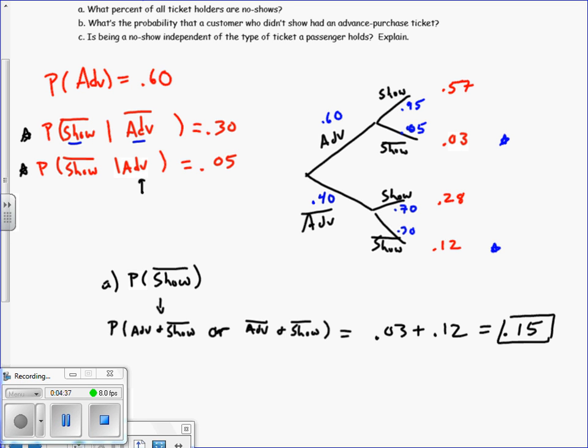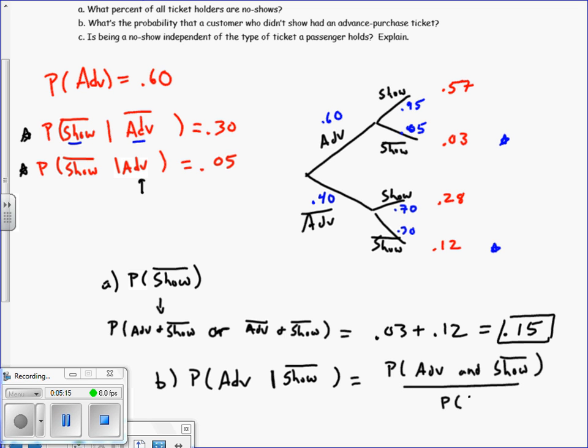for whatever reason. What's the probability that a customer who didn't show had an advanced ticket purchase? So here's a question on some conditional probability. Read carefully. What's the probability that a customer who didn't show up? So we know they didn't show up. They did not show up. What's the probability they had an advanced? Right. So we know in Part B that they didn't show up. And then we're going to see out of those no-shows who did have that advanced purchase ticket. So that would be advanced and no-show over the probability of no-show. Well, advanced and no-show is sitting up at the top at 0.03.